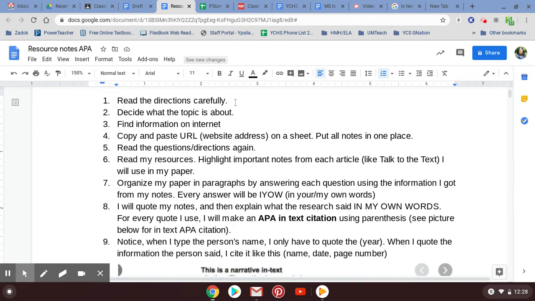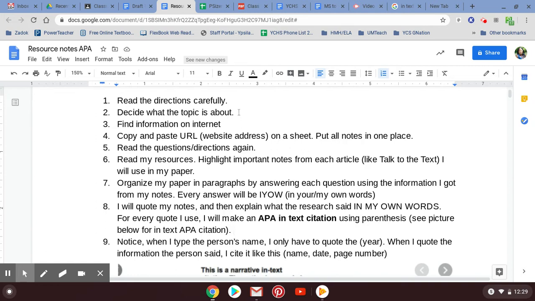What is the assignment? What are you supposed to do? What do the questions say? Think about your topic. What are you going to write about? What disease did you pick? What population does it affect? Is it for older people, senior citizens? Is it for babies, newborns? What is your topic about?